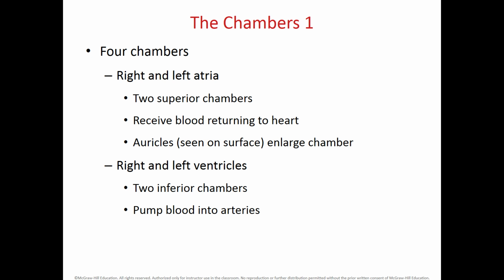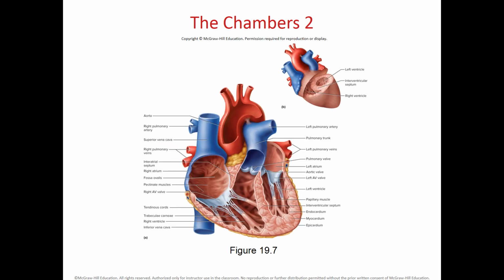Now the atria always receive blood, while the ventricles always deliver blood. The atria receive blood from veins, while the ventricles deliver the blood into arteries. Now the atria have little extensions that look like ears that are called auricles. So this is the internal view of the chambers of the heart.